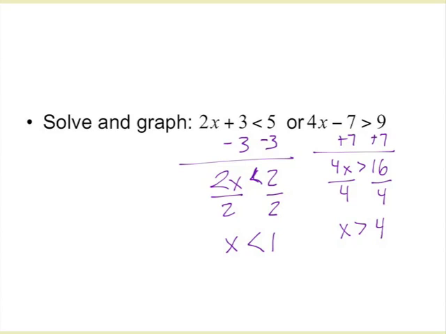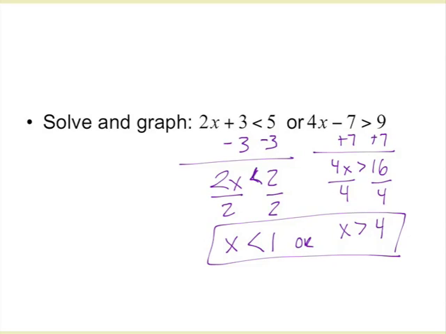So now I have 2 pieces to my answer. I'm going to put the word or between them, and together those make my answer. So it's telling me 2 different things would work. X could either be smaller than 1, or X could be bigger than 4. And either one of those things would be a good solution for the problem.